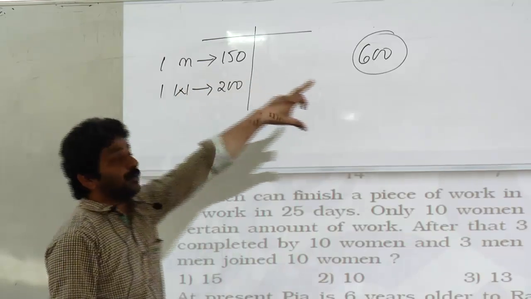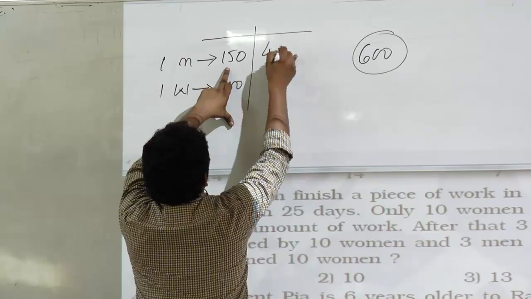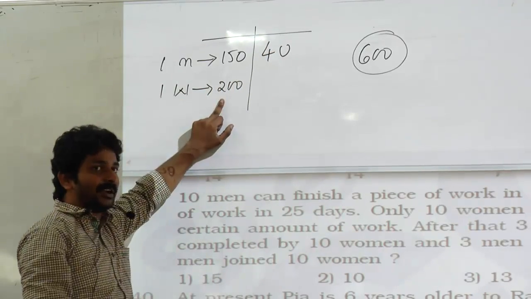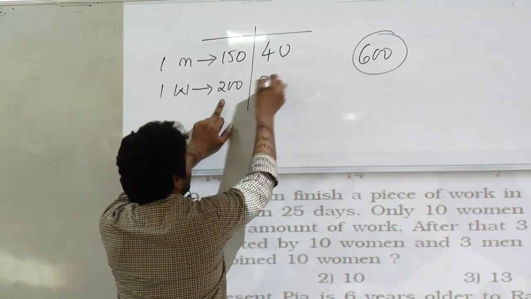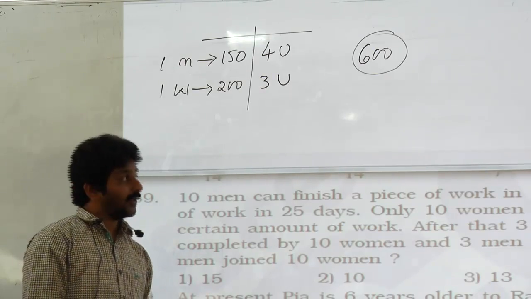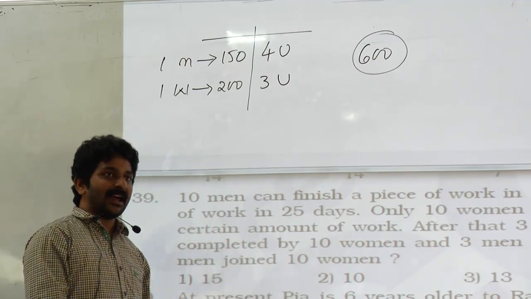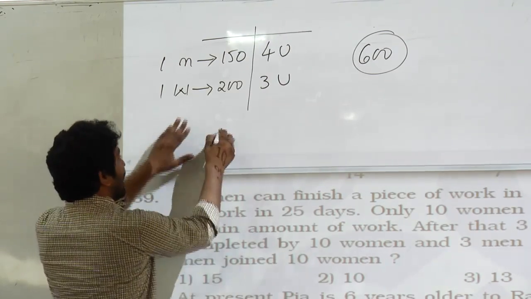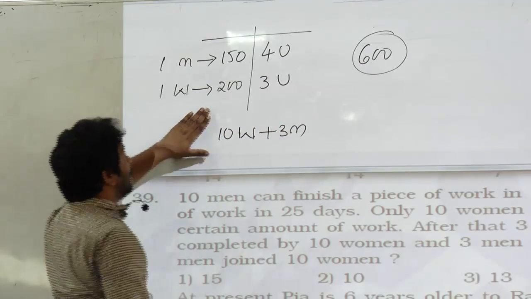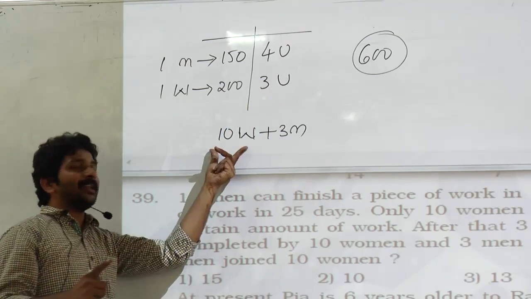If one man can do 600 units in 150 days, in one day he can complete 4 units. And one woman can complete 600 units in 200 days. In one day, she can complete 3 units. Now, how many women started the work? 10 women. They worked for some number of days. After that, 3 men joined them. Now we have 10 women and 3 men. Now, one woman can complete 3 units in a day. How many women are there?